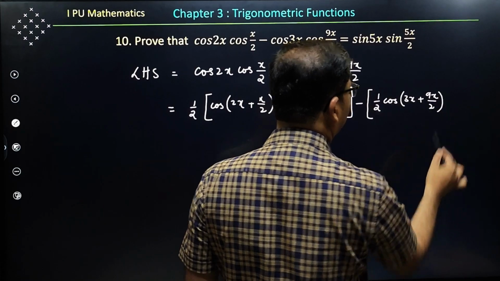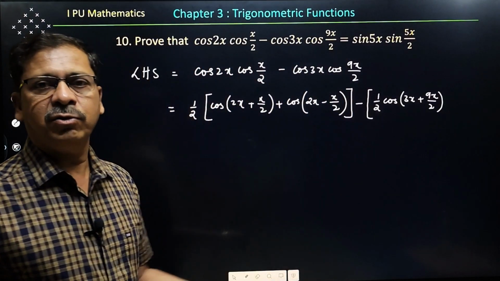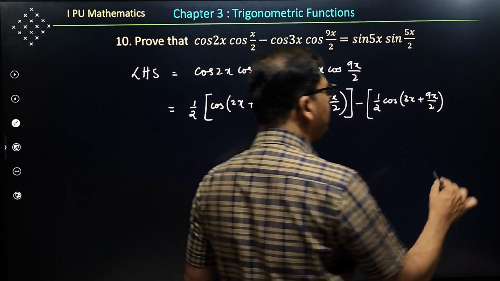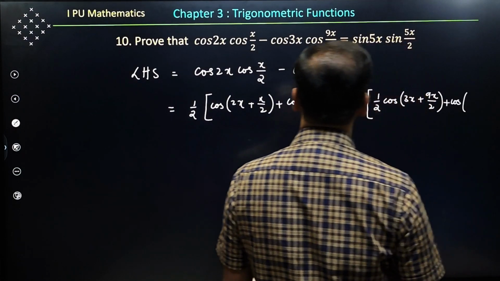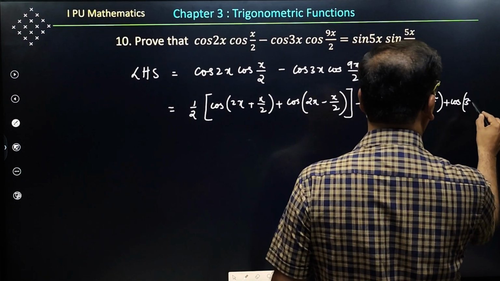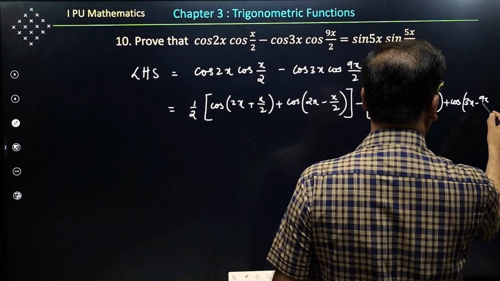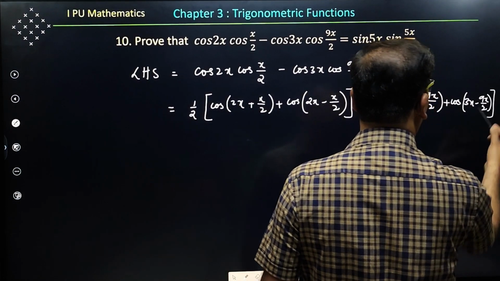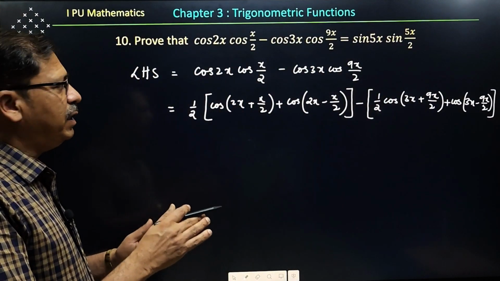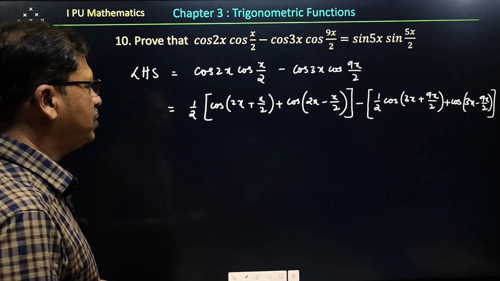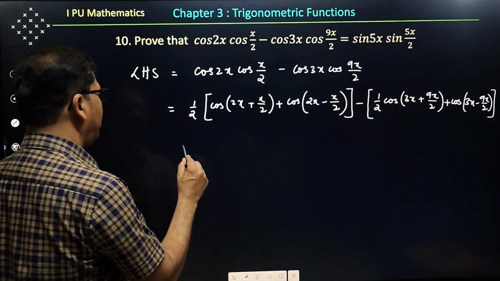This is cos of A plus B. Next, plus cos of A minus B, that means 3x minus 9x divided by 2, and then let us close this. So the next work is to simplify and wherever necessary use the next set of formulas here.